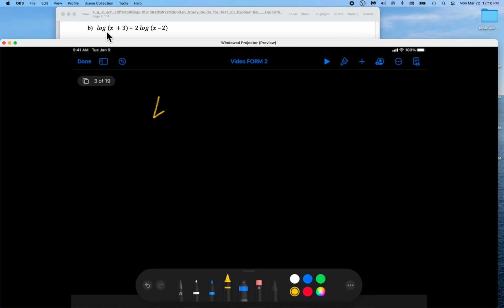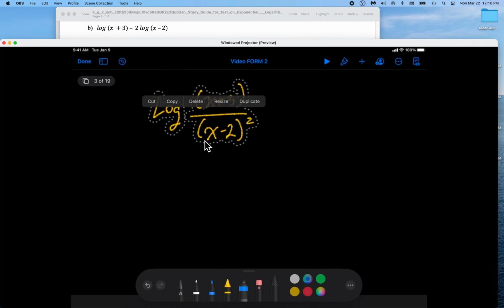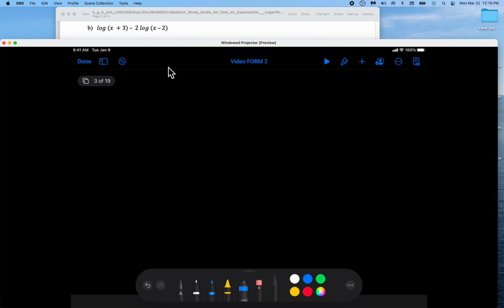We write the word log only once. The base is understood to be 10. X plus 3 in the numerator, X minus 2 squared in the denominator. That's the basis of bringing that 2 up there. That's where that comes from. Again, the fact that that's negative puts this whole construct in the denominator. Next one.